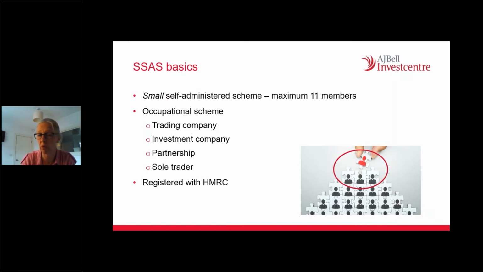You can also have more than one sponsoring employer. So if you have a group of companies, you can link all the companies to it. One would set the scheme up initially, but then the other ones can join as sponsoring employers. Or for example, if you have a husband and wife, and they both have their own businesses, and they want to pull everything together in one SSAS, they could link both their companies to it. That is possible as well.